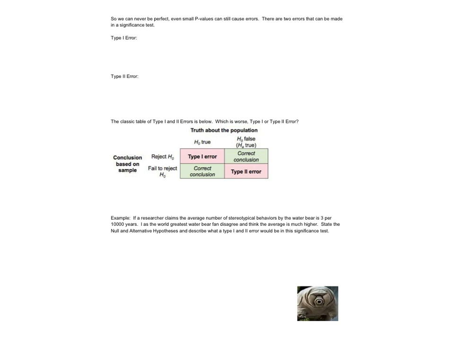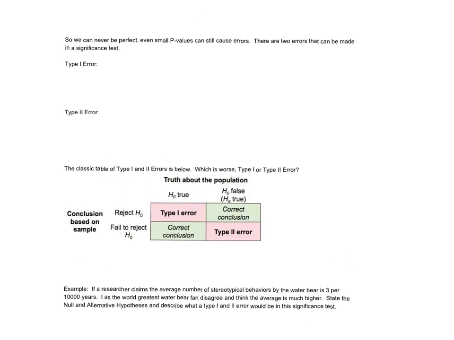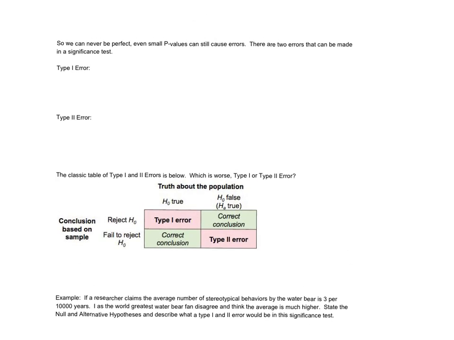All right, the last thing I want to talk about is what's called type 1 and type 2 error. These are errors that can happen in a significance test, and we try to mitigate them. One of those is what we call a type 1 error. A type 1 error is obviously, in both of these, we're doing something wrong. So in a type 1 error, we're rejecting the null when it's actually true.